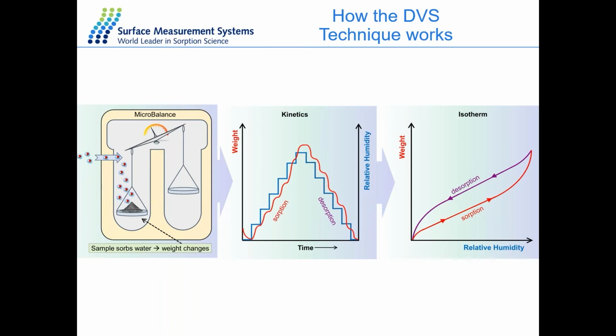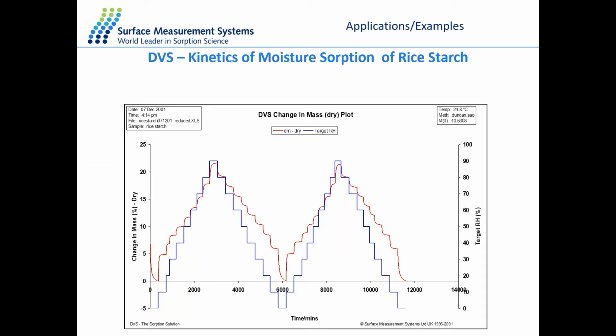So what would the data look like? Here is an example of a standard experiment on food material, in this case rice, and this is a two-cycle experiment of absorption and desorption. So what are we looking at here? We have kinetic data, so it's a plot of time on the x-axis over percentage mass change, which is highlighted in red. We can see the mass going up, reaching equilibrium, and going down, reaching equilibrium at each stage, over relative humidity, which is the blue line, which goes up and back down.